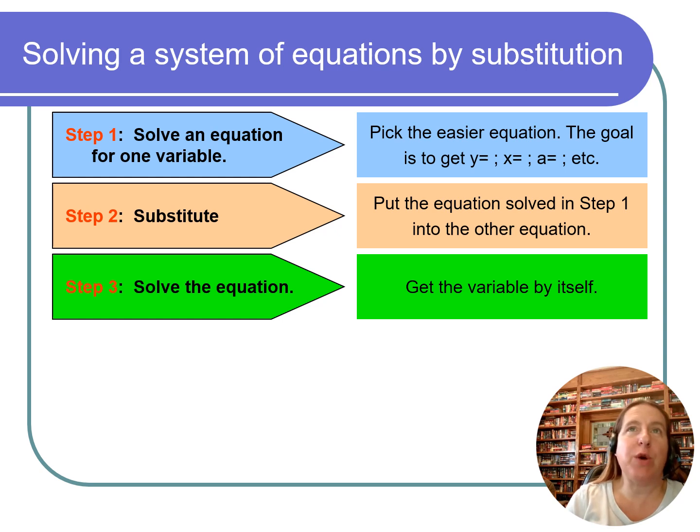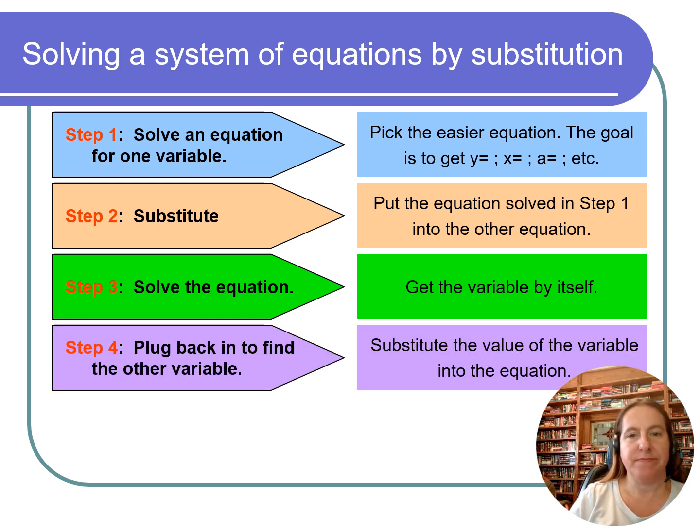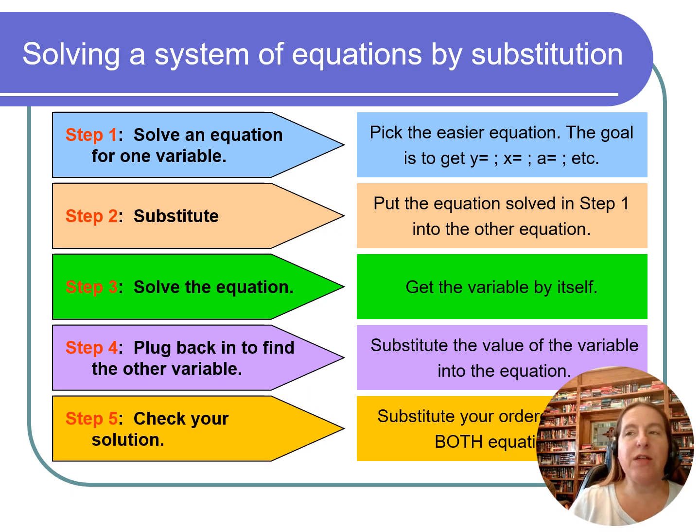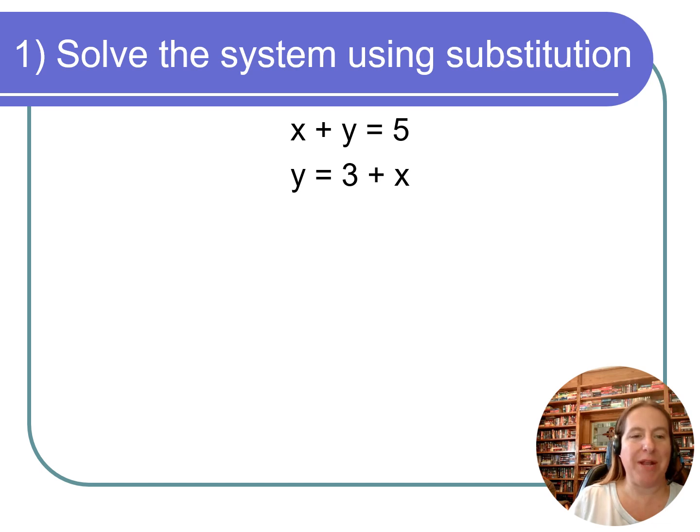Then we're going to take that new equation and we're going to solve for that variable. At this point, we should only have one letter in the equation. We have to find our values for x and y. So once we get our answer for the first variable, we're going to take that answer and put it back into that equation from step one. And then we always want to check our answer. In this case, your answer should be an ordered pair. And we want to make sure that the answer works for both equations.